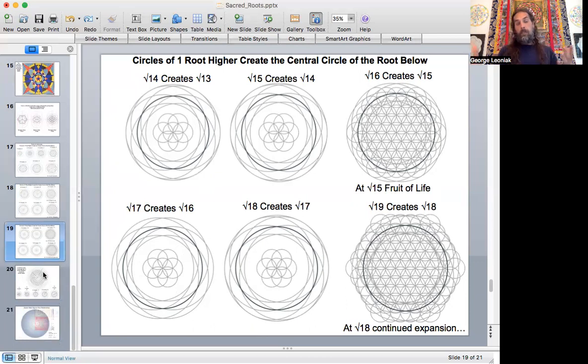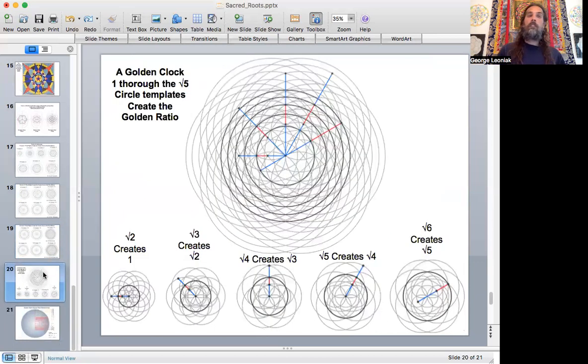Now, we want to take a look at this, and we're almost done with the presentation. So I wanted to check out how the golden ratio is going to integrate into the relationships of these roots, root 2 creating 1, root 3 creating root 2. You can see down at the bottom here.